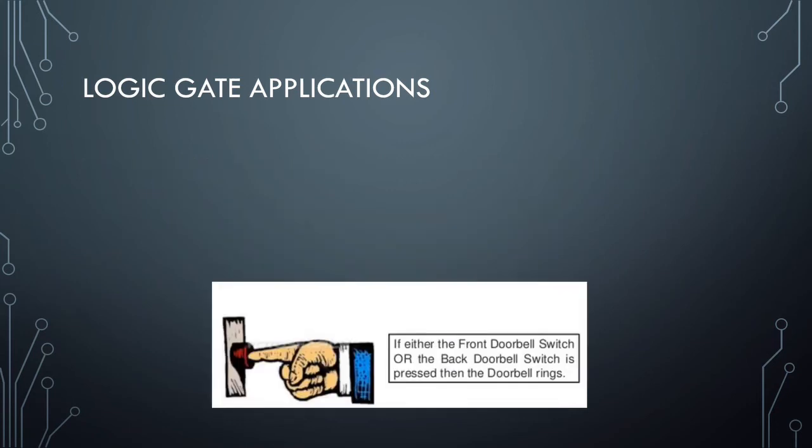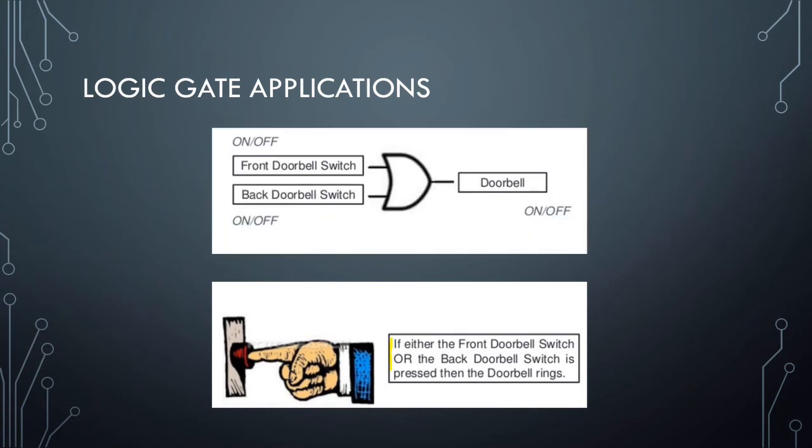So in this next case, we're going to consider a doorbell, and we'll say that you have a front doorbell and a back doorbell. Now, thinking about what kind of gate we would use here, what kind of logic would we want to use to make the doorbell ring? And the clue is in this little text down here. If either the front doorbell switch is pressed, or the back doorbell switch is pressed, we want it to ring, right? So this would use an OR gate as its logic gate.